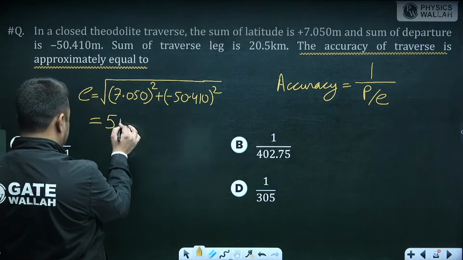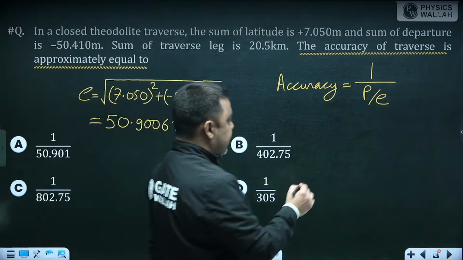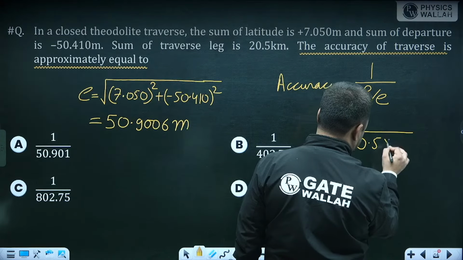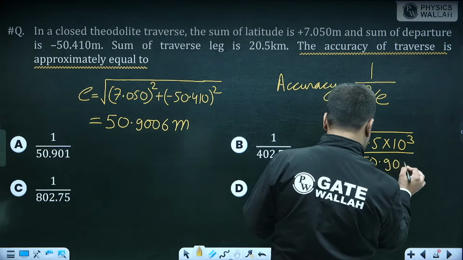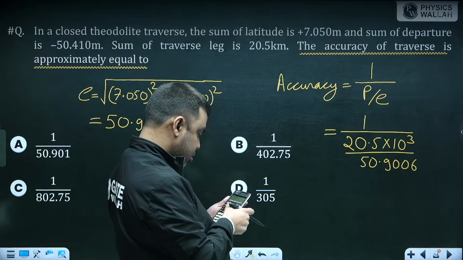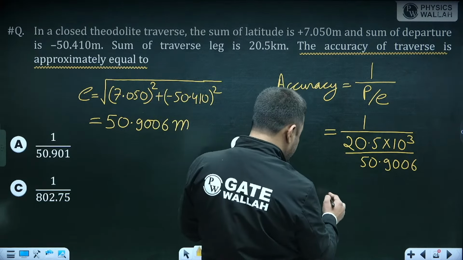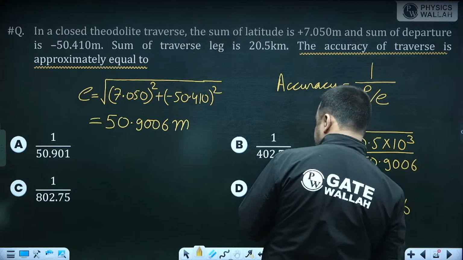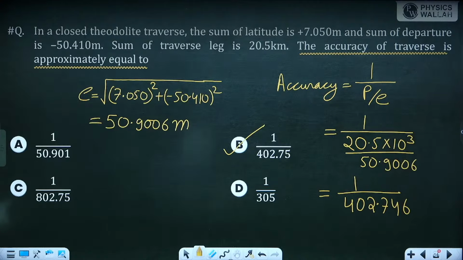This would be 50.9006 meters, right? So 1 upon 20.5 into 10 to power of 3, because distance is in kilometers, by 50.9006. So it would be 1 upon 402.746. Answer would be option B. Yes, good going.